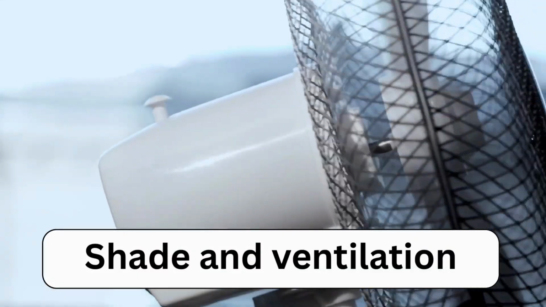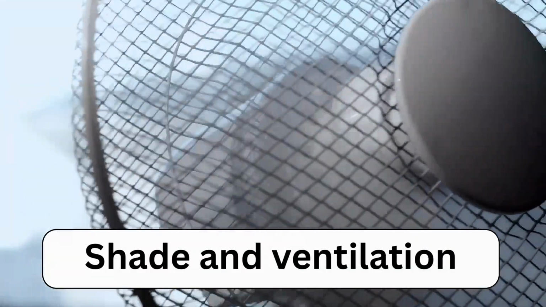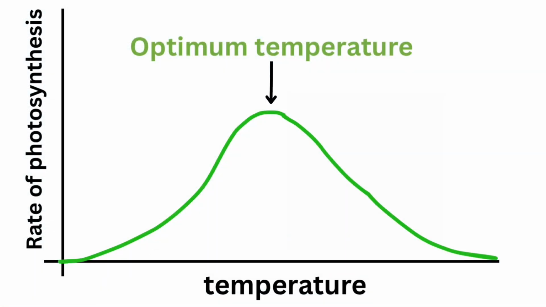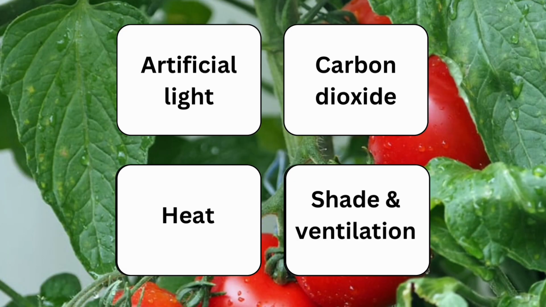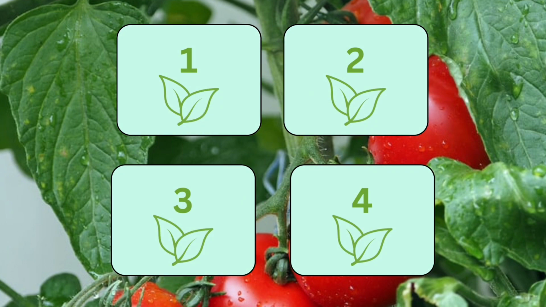They might do this by shading the greenhouse from the sun or using ventilation. This should help the temperature inside the greenhouse to return to the optimum temperature. So the final way that farmers can optimise photosynthesis is by using shade and ventilation. So we've now covered the 4 different ways that farmers can optimise photosynthesis.